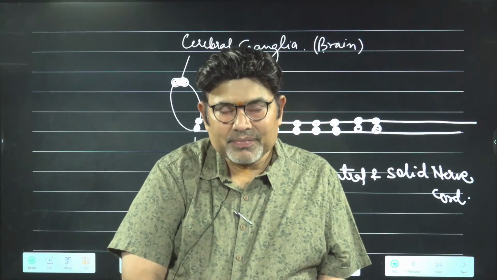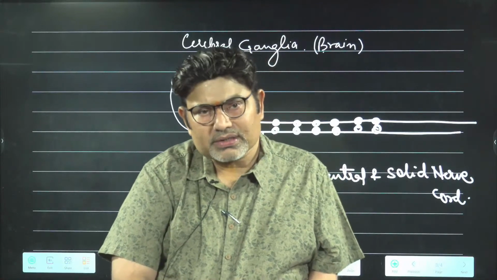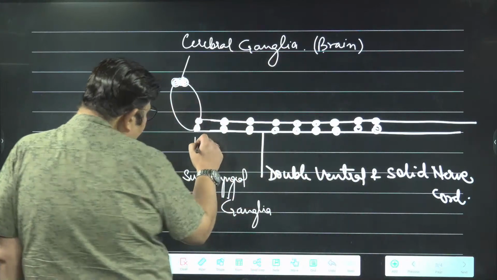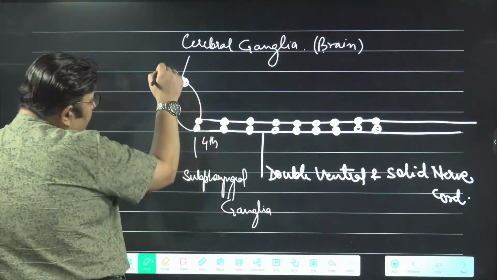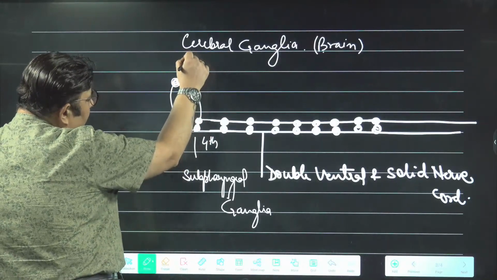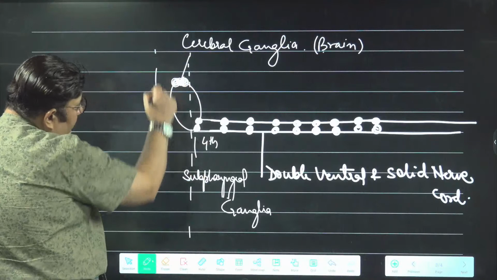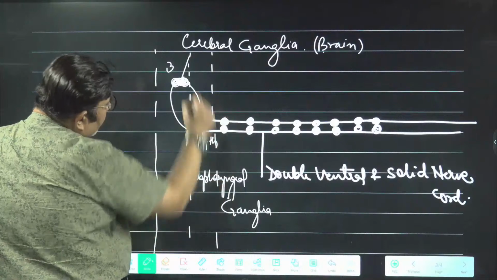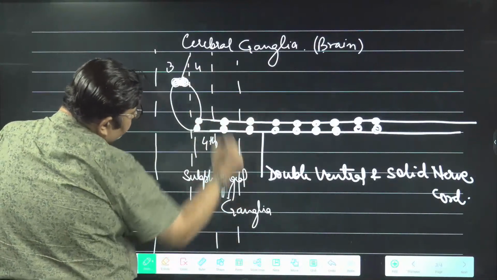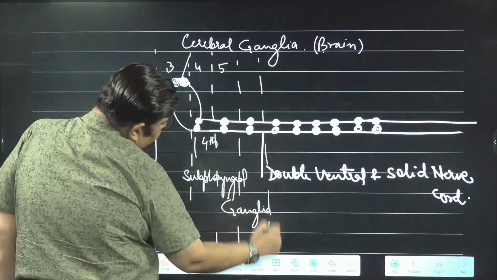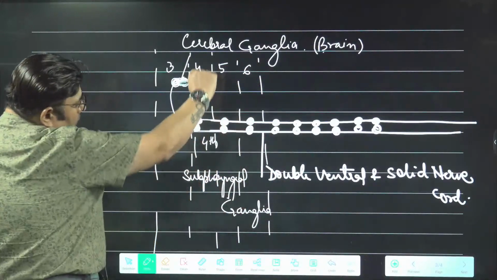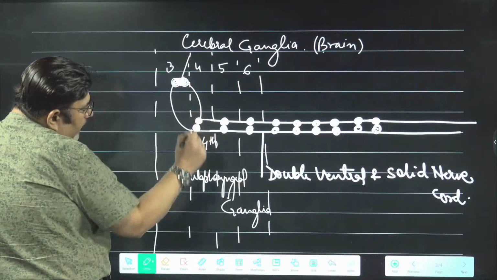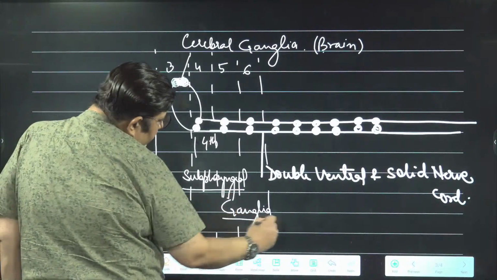Subpharyngeal ganglia are there. This is the fourth segment here, and this is the third segment. Then we have the fifth segment, sixth segment, like that. So in the fourth segment, these segmental ganglia can also be called subpharyngeal ganglia.